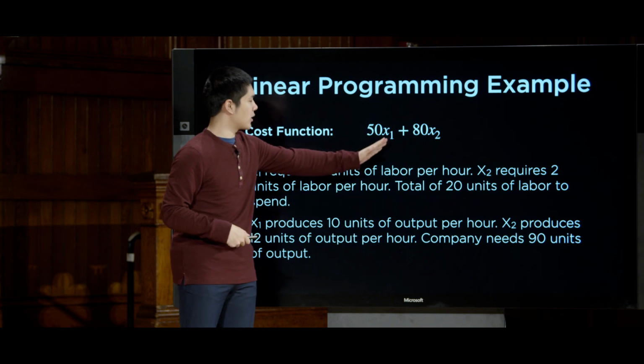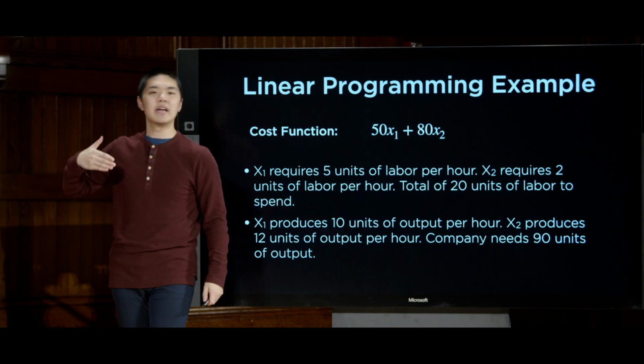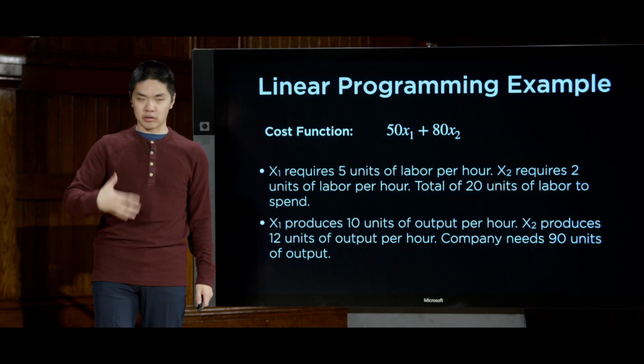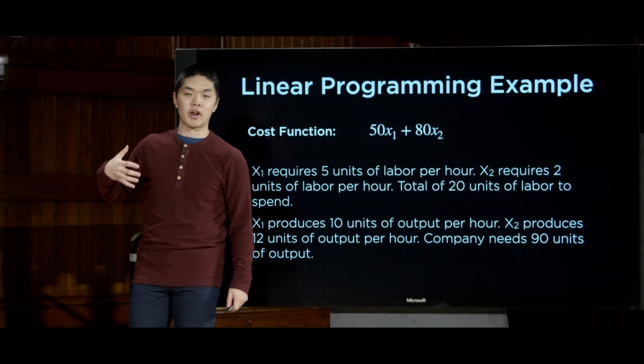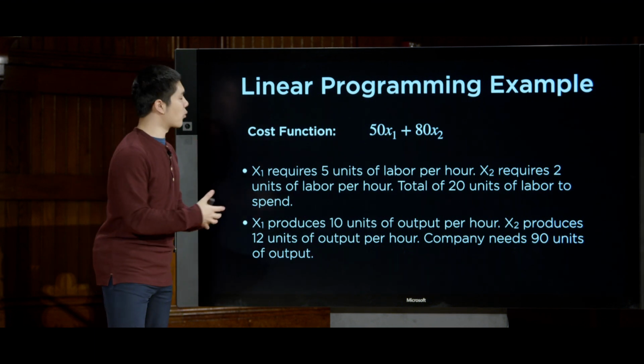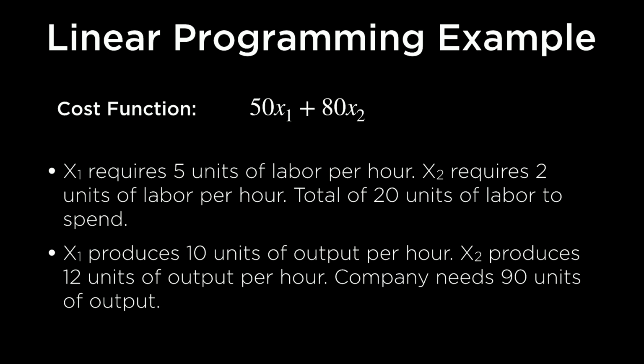50 times x1 plus 80 times x2, where x1 is going to be a variable representing how many hours we run machine x1 for. x2 is going to be a variable representing how many hours we are running machine x2 for. And what we're trying to minimize is this cost function, which is just how much it costs to run each of these machines per hour, summed up.